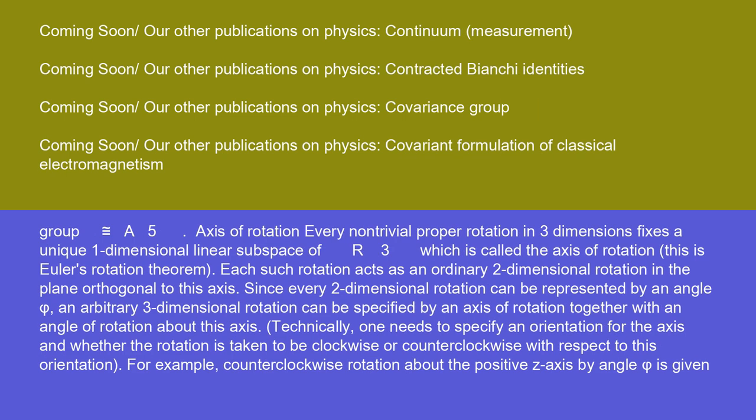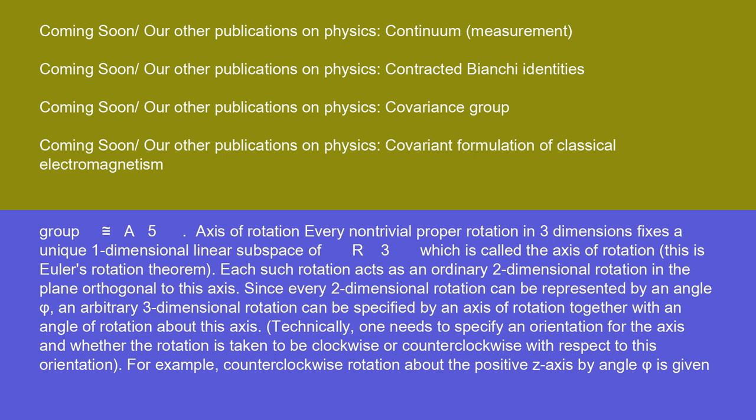Axis of rotation: every non-trivial proper rotation in three dimensions fixes a unique one-dimensional linear subspace of R3, which is called the axis of rotation. This is Euler's rotation theorem. Each such rotation acts as an ordinary two-dimensional rotation in the plane orthogonal to this axis.